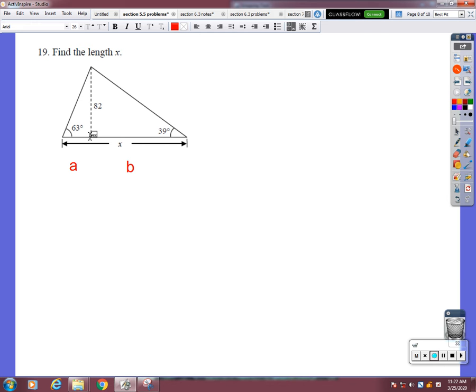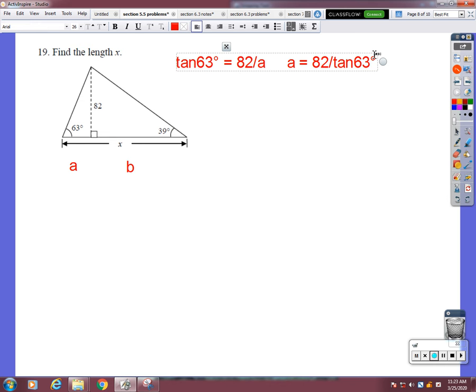If I know this side, that is opposite this. If I'm looking for this, then that is adjacent to that. So once again, it is tangent's world. We're all just living in it. So the tangent of 63 degrees is equal to the opposite side, 82, divided by a. Notice that in this case we're back in the situation where we're dividing by the variable. So to solve for that variable we have to switch these around and not go 82 times tangent, but go 82 divided by tangent of 63 degrees.